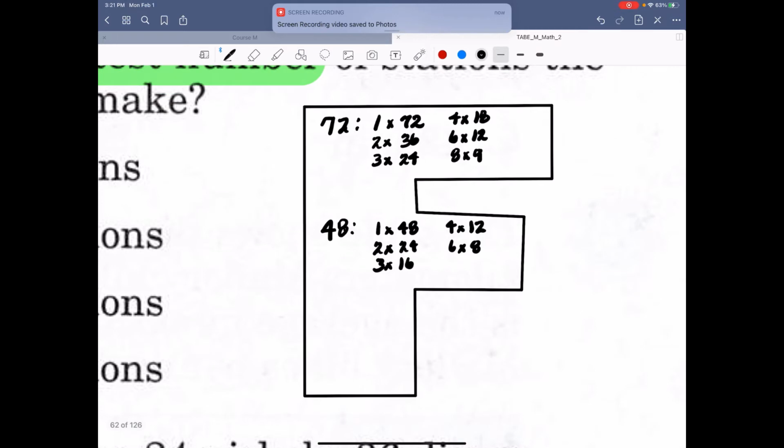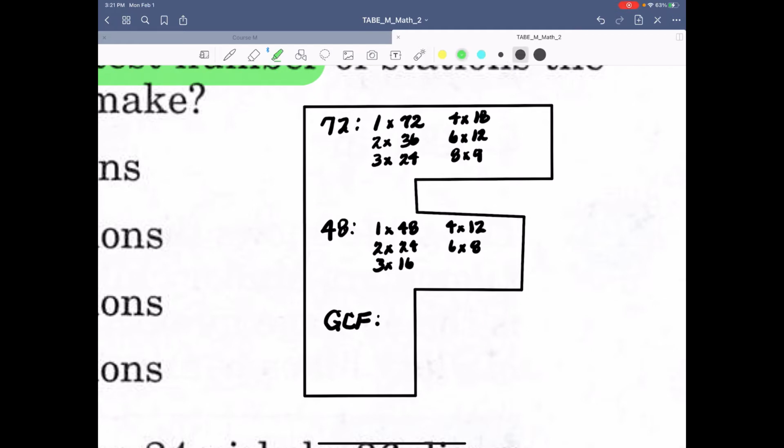Then I'm looking for the greatest one that they have in common. So we have, of course, the 1. That's not going to help me, though, but we can mark it. They both have a 2 and a 3. They both have a 4 and a 12. They both have a 6 and an 8.